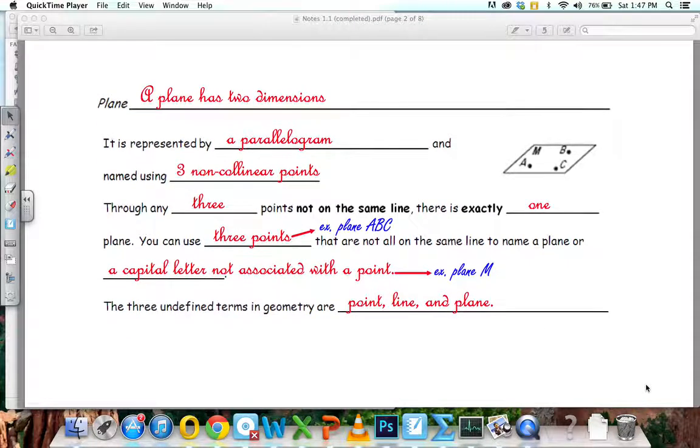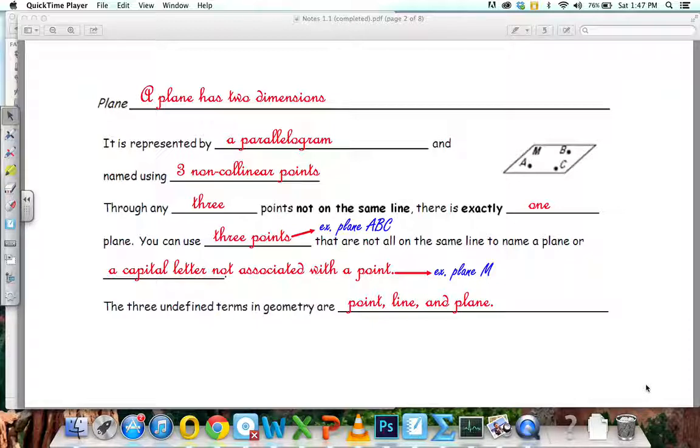All right, and then our third undefined term is a plane. And a plane has two dimensions. It has length and width, but no depth. And it continues on indefinitely in those two dimensions. So we represent it by a parallelogram, but the plane is not limited to the boundaries of that parallelogram, right? It continues on out here forever.